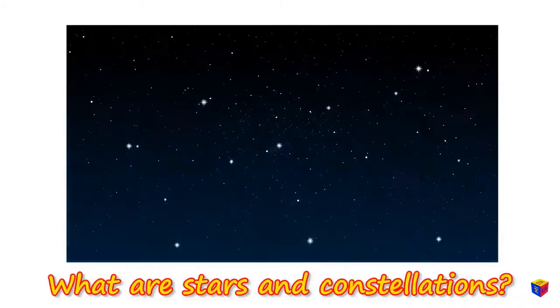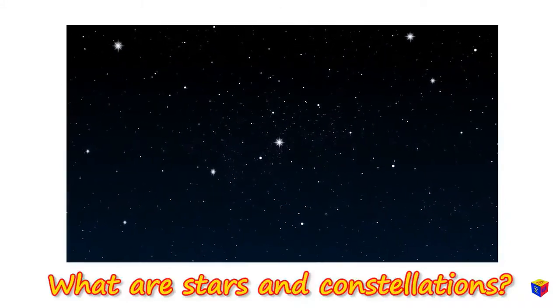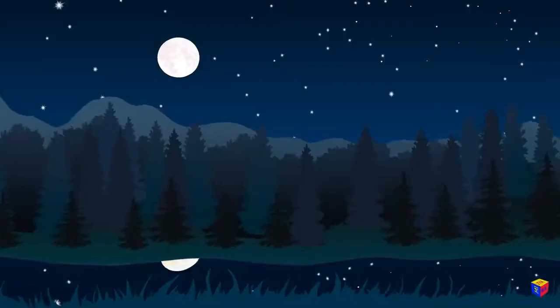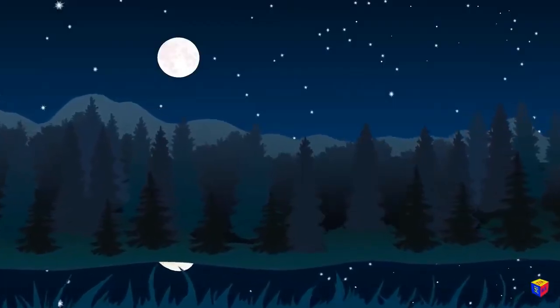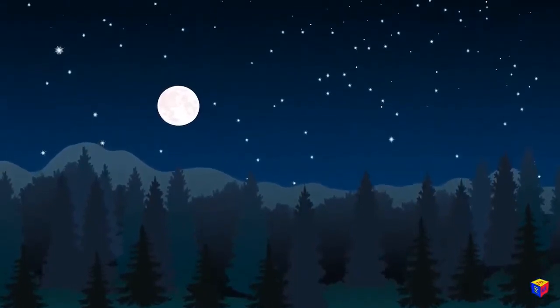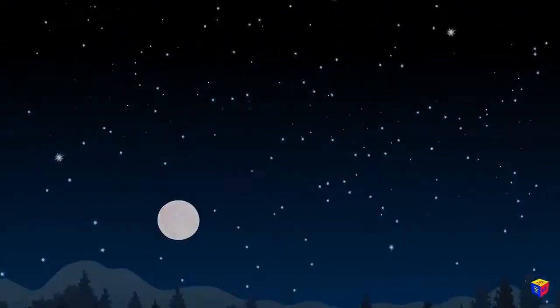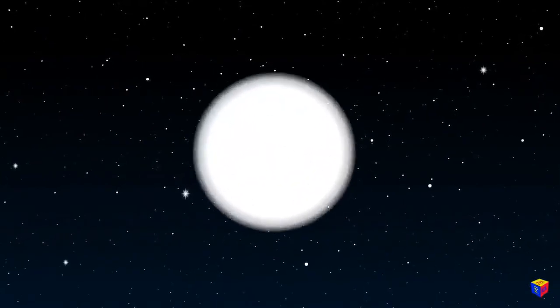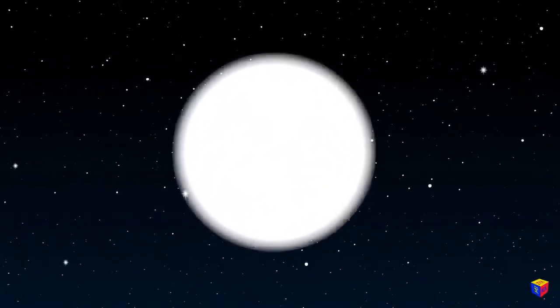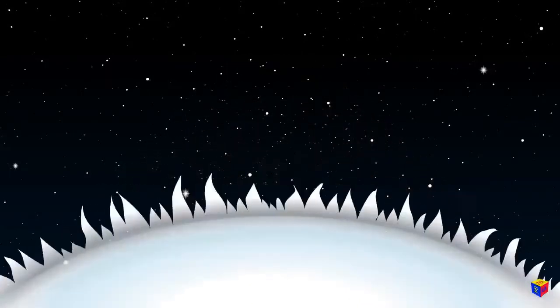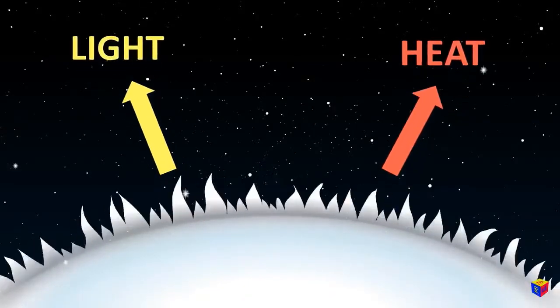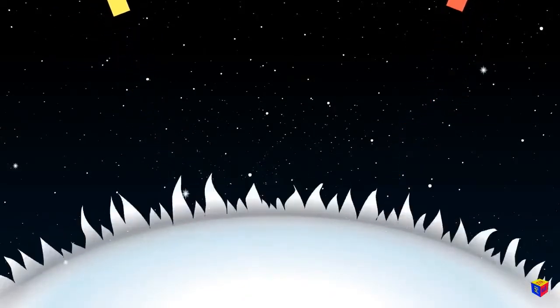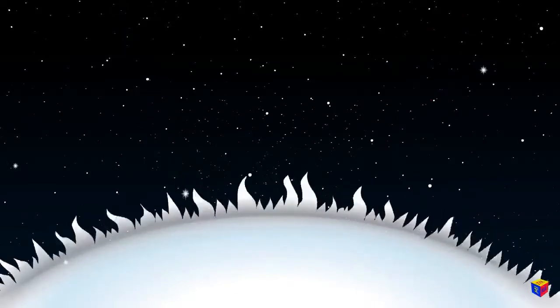What are stars and constellations? Hi guys! Look what a starry sky we've got today. Have you ever wondered what the stars are? They seem to be small, cold, and bright dots. But in fact, they are huge, hot balls. Stars are shining because of the constant burning process that's going on inside of them. As a result of this burning, an enormous amount of light and heat is thrown into space. We see stars as tiny dots only because they are so far away from us.